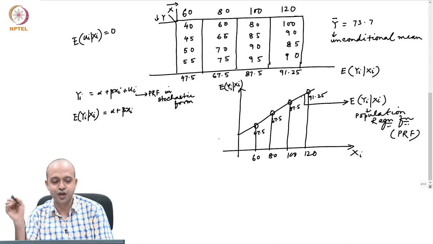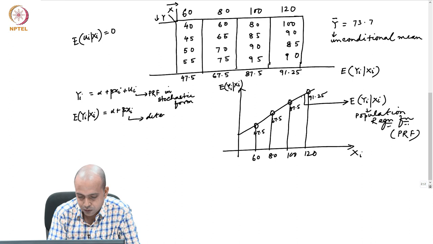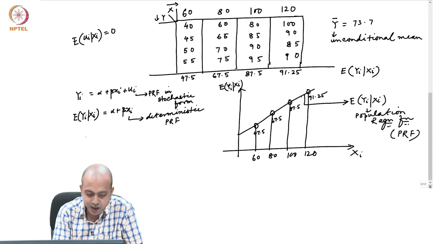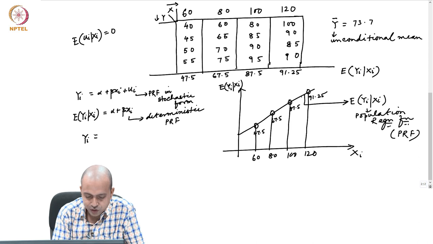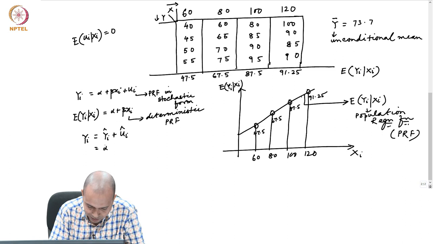Population regression function in this form is called deterministic, when there is no error term. Deterministic PRF. And the sample counterpart of this PRF would become yi equals yi hat plus ui hat, that is, alpha hat plus beta hat xi plus ui hat. This is the SRF, that means the sample regression function.